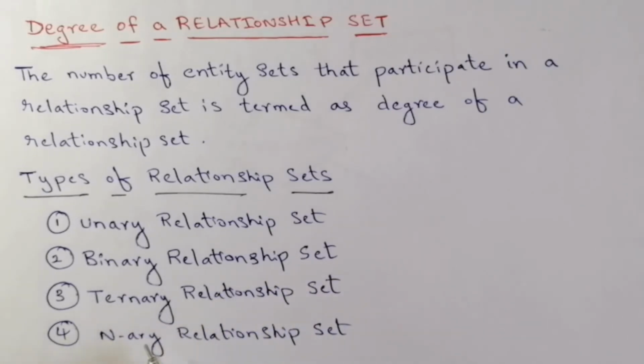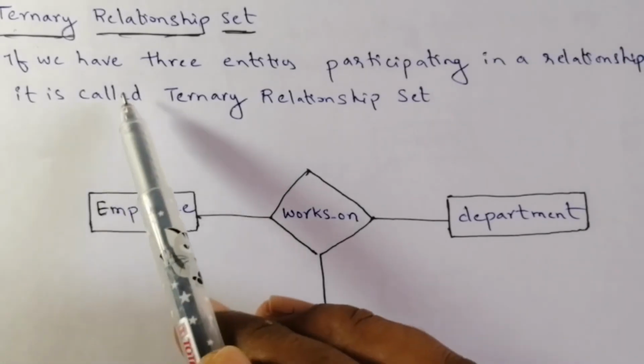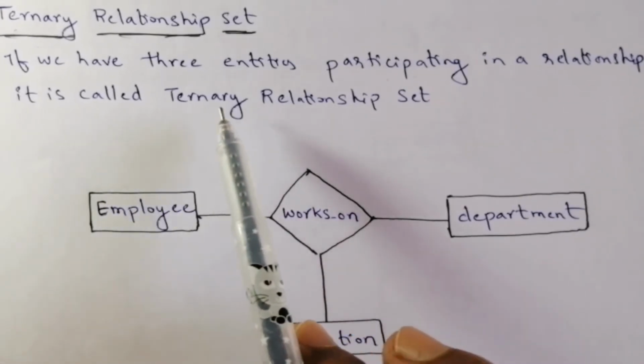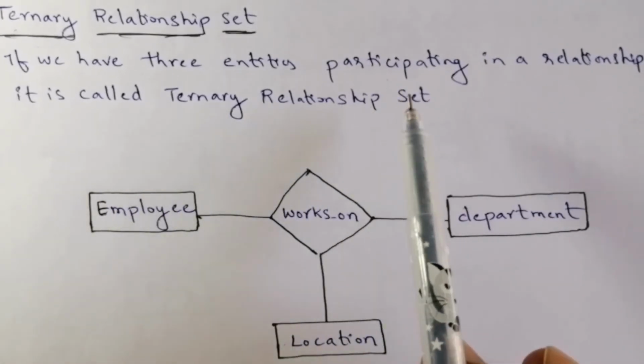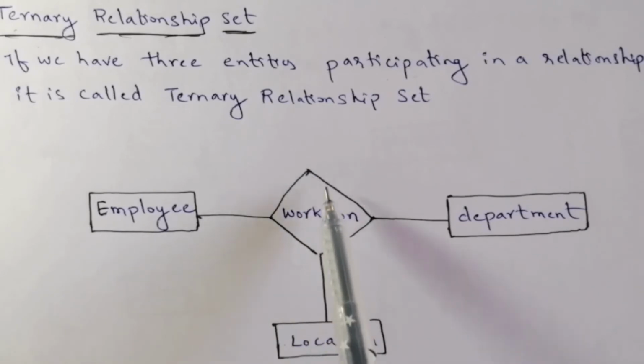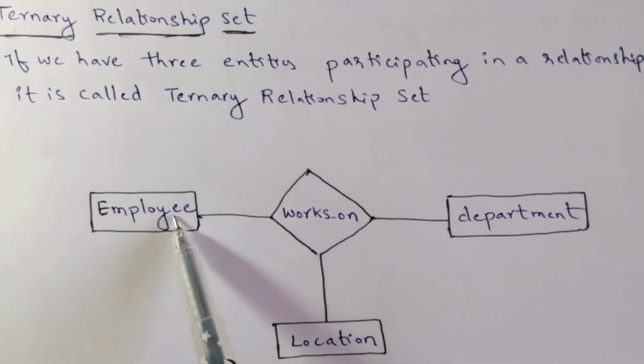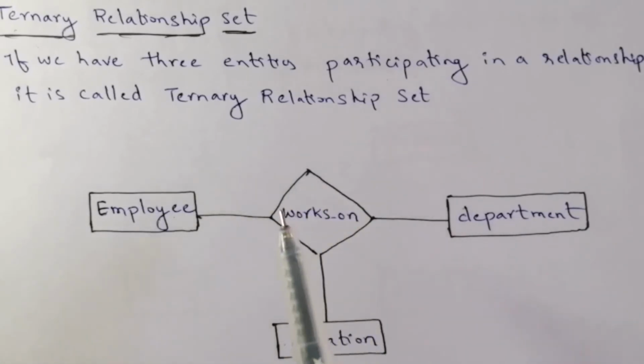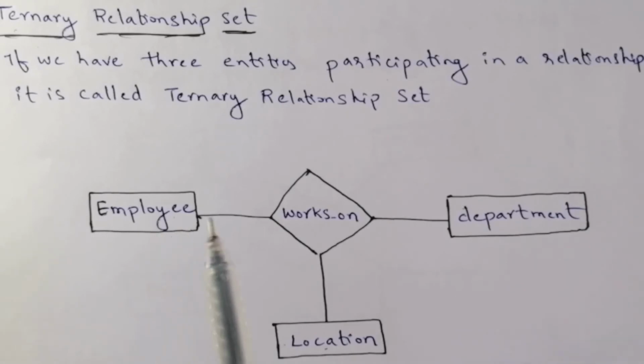Next we are going to study about the ternary relationship set. Ternary, the word means three. So for a relationship, how many entities are going to participate? Three, right? Let's look over it. If we have three entities participating in a relationship set, it is called a ternary relationship set. See here, this is a relationship. How many entities are participating? Three. Such type of relationship is called a ternary relationship set, right?